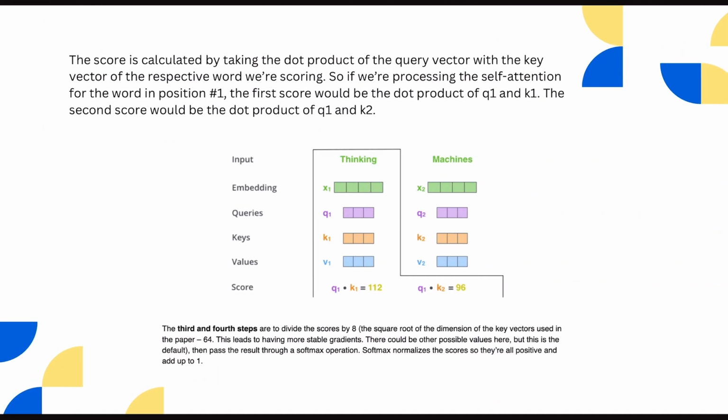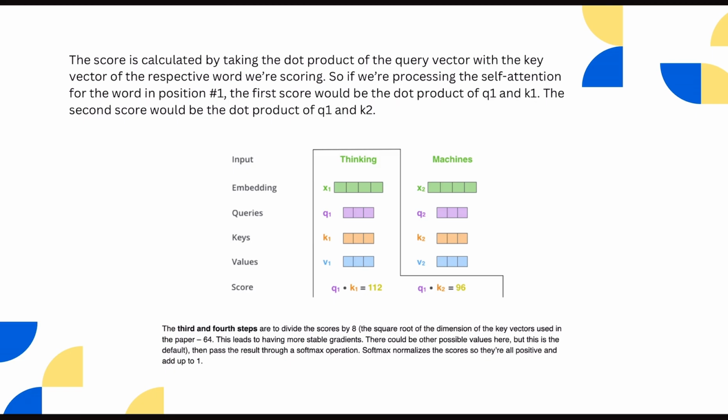Now let's understand how these scores are getting calculated. The score calculation happens by multiplying Q, K and V. The score is taking the dot product of the query vector with the key vector of the respective word we are scoring. So if we are processing the self attention for the word in position 1, the first score would be the dot product of Q1 and K1.